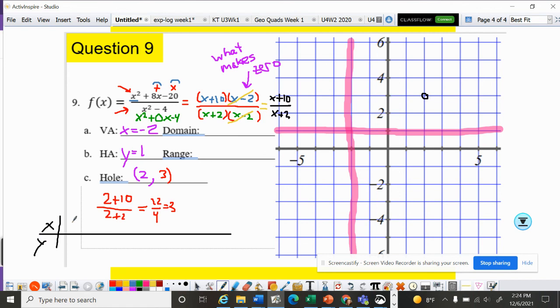So I'm going to plug in 0. When I plug in 0, I get 10 over 2. So that's going to give me 5. So I'm going to come up and plot a point at 0, 5. I think I'll plug in 1. 1 plus 10 is 11 divided by 3. What's 11 divided by 3? 3 point something.